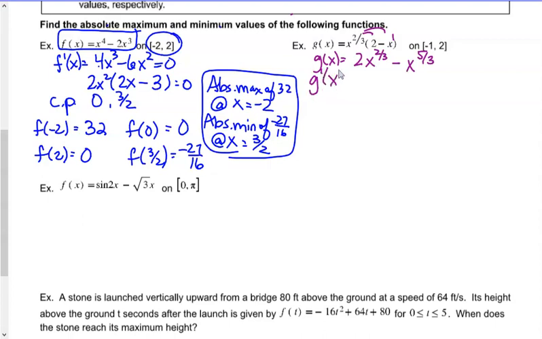So g prime of x, if I bring my power out front, multiply it by 2 gives me 4/3. Decrease that power by 1 would be an x to the -1/3. Bring the power out front gives me 5/3. Decrease that power by 1, so subtract by 3/3, which would give me x to the 2/3. And this is my function that I have.